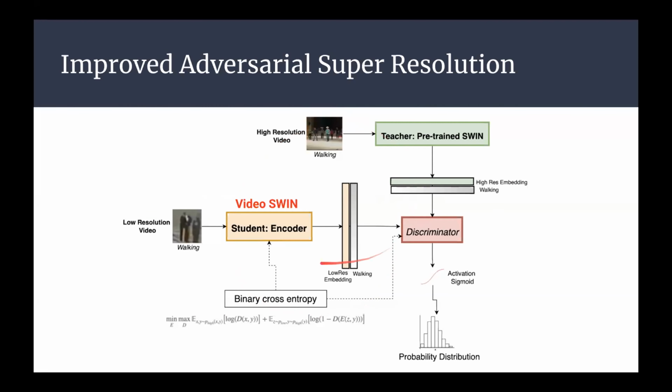So this is how the new network will look. It's not much different, but we're going to introduce some data augmentation techniques here. And we're also going to replace the student network with a Video Swin to see if we are able to improve our F score beyond 12%.